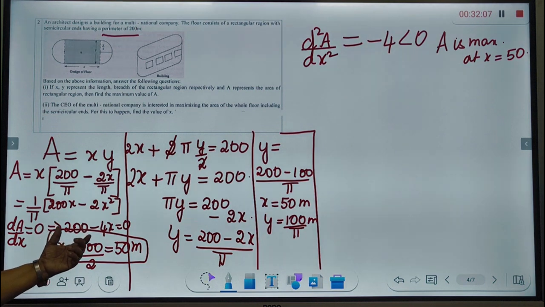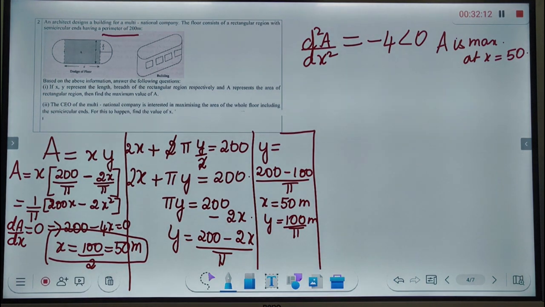200 minus 4x is the first derivative. So, the second derivative will be minus 4. The derivative of 200 is 0.